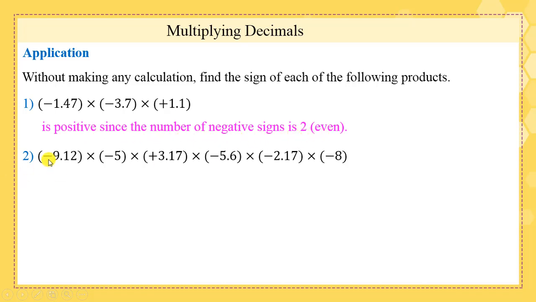In part 2, we have 1, 2, 3, 4, 5 negative signs. 5 is odd or even? 5 is odd, very good. Then it's negative, since the number of negative signs is 5, odd.